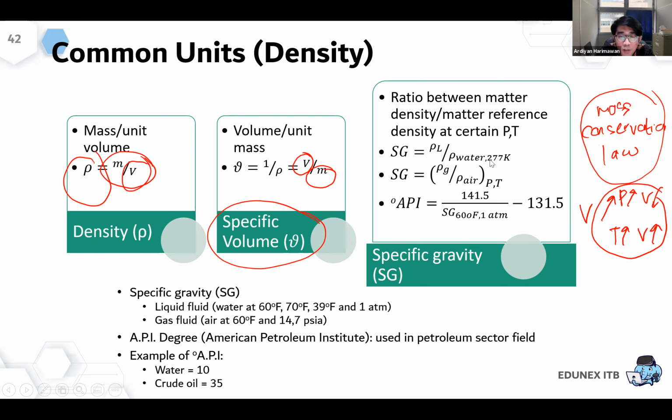277 Kelvin equals how much in Celsius? 277 Kelvin itu berapa Celsius? Ayo. Masa lupa? Is it 4 Celsius? Okay, yes, this is correct, 4 degrees C.